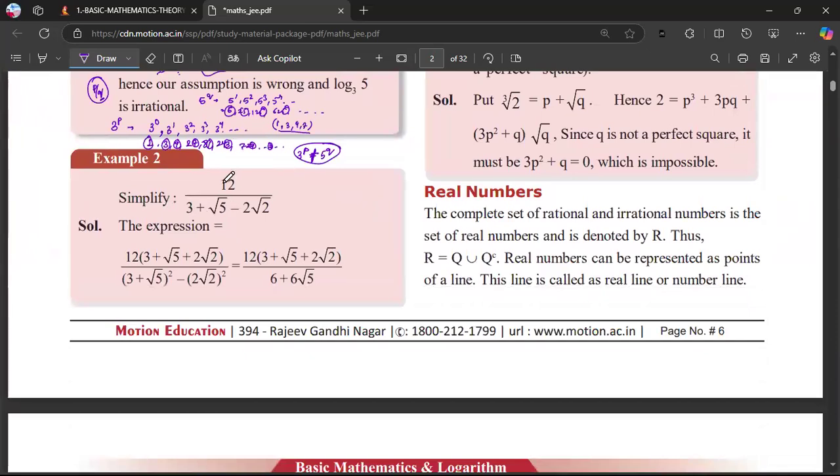This is a term which we have to simplify. For that, we'll simply do one thing: we'll multiply it by 3 plus root 5 plus 2 root 2, and 3 plus root 5 plus of 2 root 2. We have changed the sign of only one term. Now we'll look at this as A, and this term as B. What is there in the denominator here is a plus b into a minus b, which is an algebraic identity.